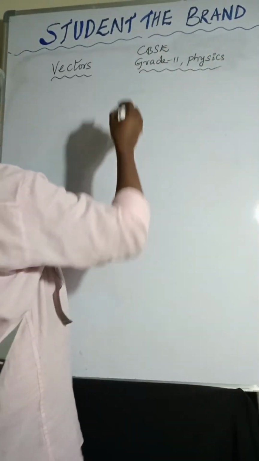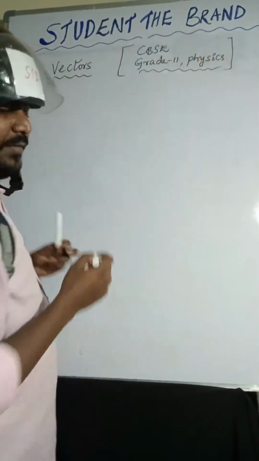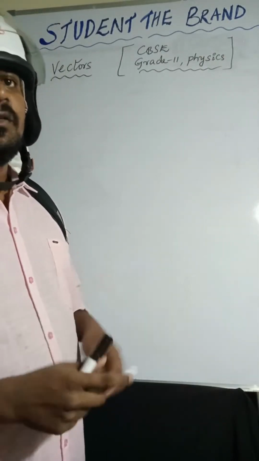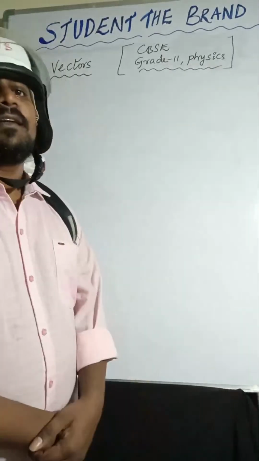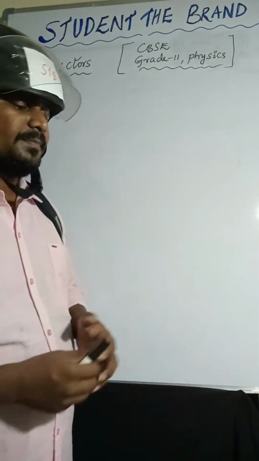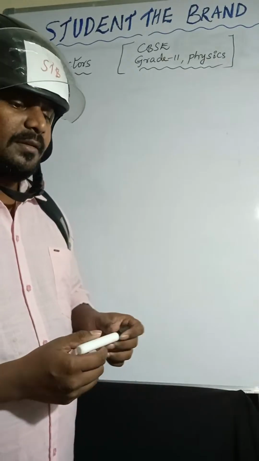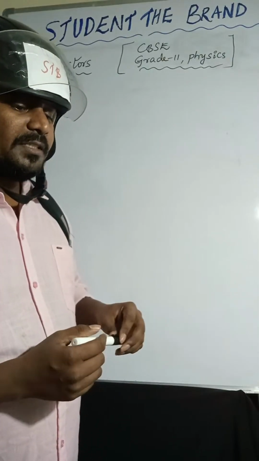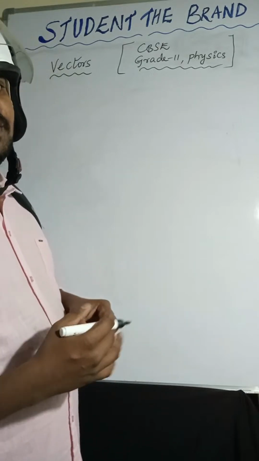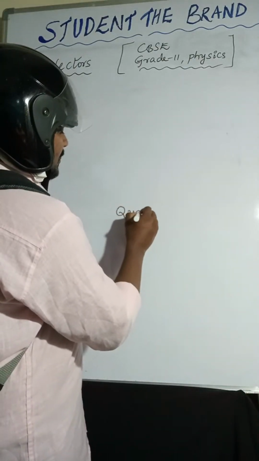So in the previous live class, we discussed vectors and vector types. What are vectors? What is a physical quantity? A quantity gives the answer for how much or how many. We'll discuss all the points once again.